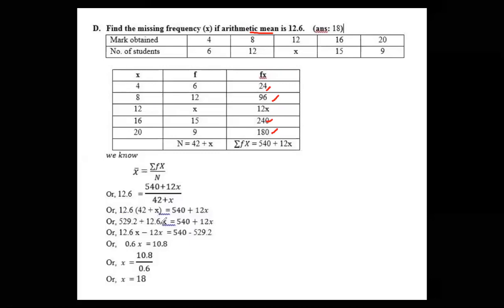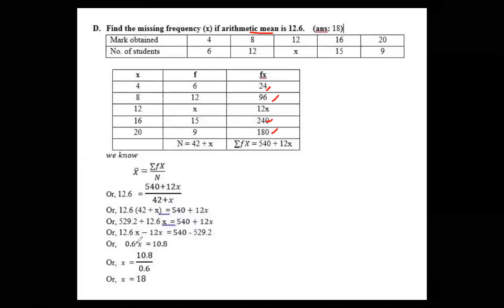Is 12.6 greater or 12 greater? 12.6 is greater, so take the 12x to this side. When it goes across, it becomes minus. If there is no sign at the beginning, there is always plus. So subtract them: 12.6 minus 12 is 0.6. And 540 minus 529.2 is 10.8.